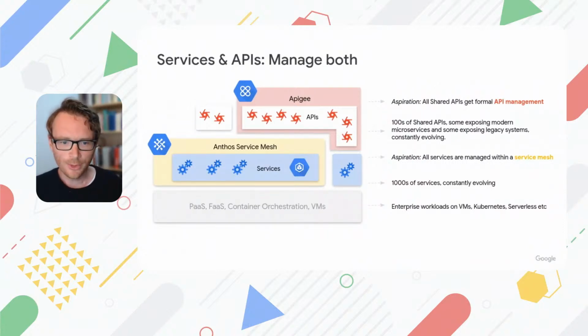So it could be that we're managing hundreds or thousands of services in our service mesh, and the aspiration is that all services are managed within a service mesh. And with Apigee, we're typically managing hundreds of curated, documented, versioned APIs that we're offering to our ecosystem partners. And the aspiration there is that all shared APIs are managed in a consistent way in an organization.